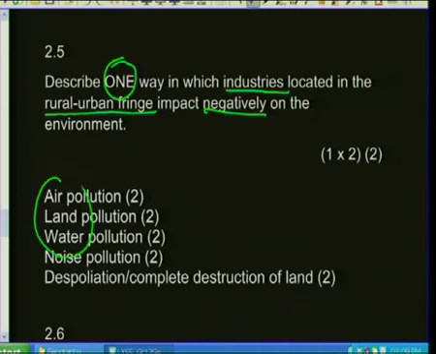The three types of pollution that they've mentioned that affect the physical environment: air, land, and water pollution. But there's also noise pollution, because those big industries make a lot of noise in their production processes. And of course, in some areas, they're actually going to wipe out the entire area of land because of all the nasty chemicals they're using to produce those products for us.